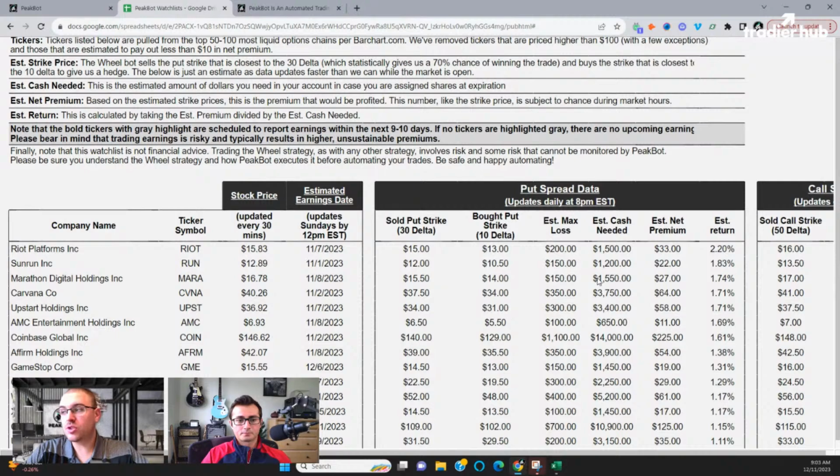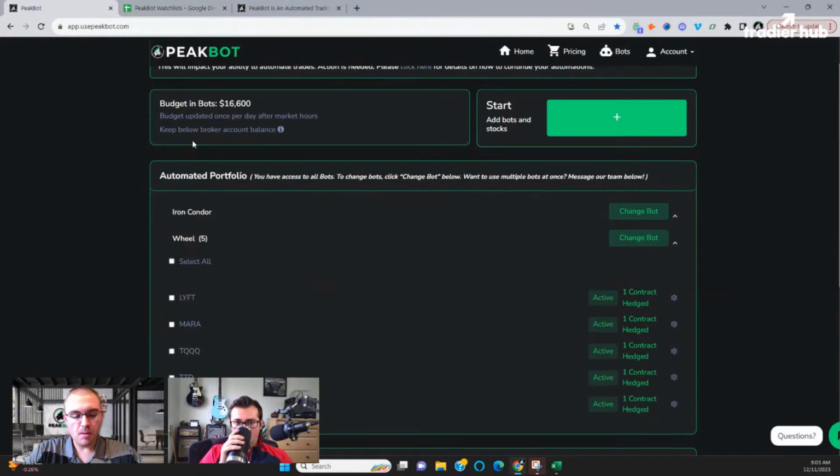You need the cash, but this is really all you're risking here when you hedge it. So let's get back to the portfolio. Looking at my notes here, we kept Lyft. We got rid of Palantir. I added Marathon.